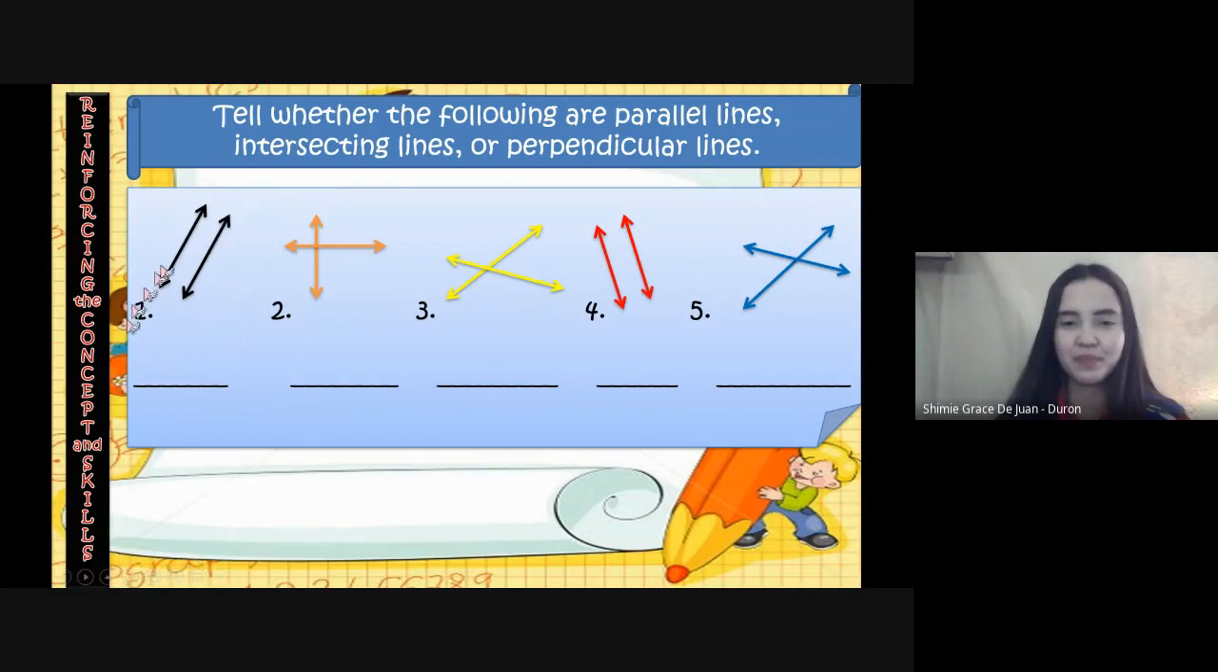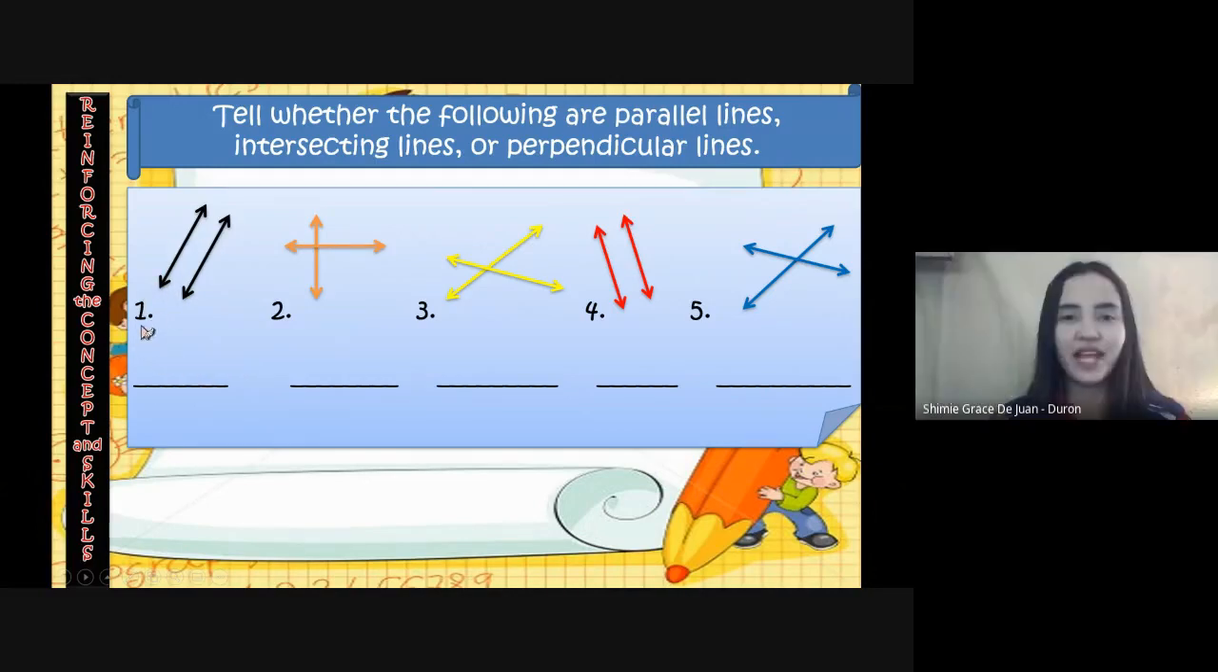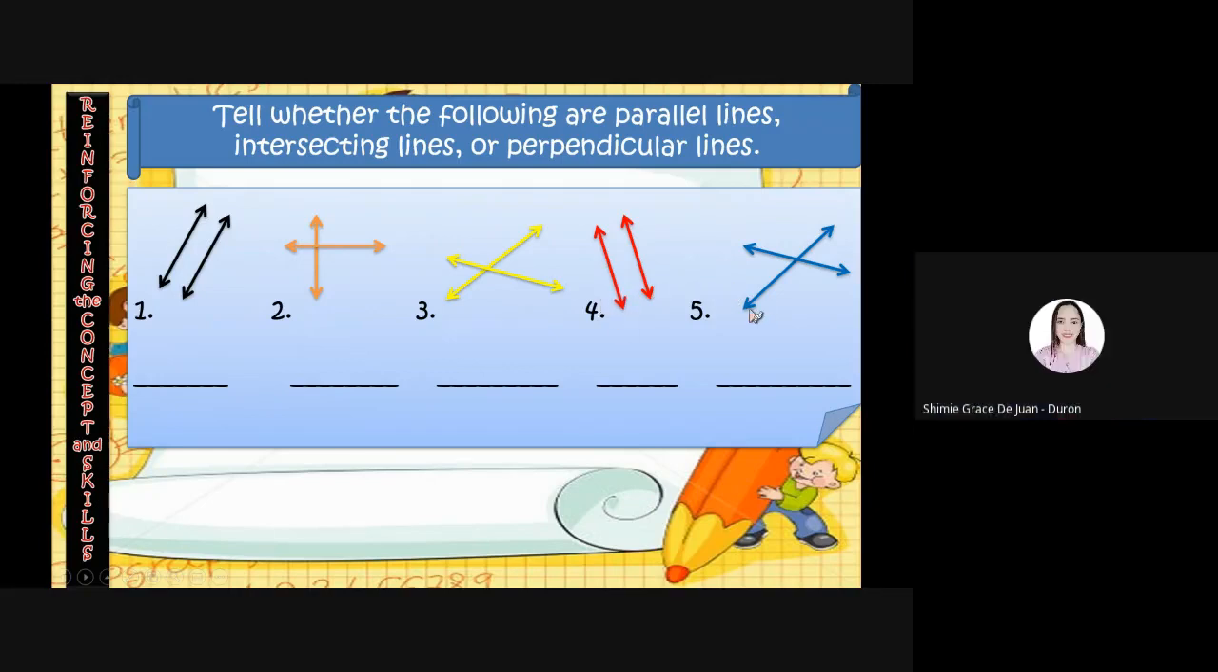Okay, class. Answer this in your paper or in your notebook. For number one, what kind of line is this? Answer parallel lines, intersecting, or perpendicular lines below. Number one, what is that? For number two, again, what is that? Number three, that is our third figure, number 4 and number 5. So keep your answers to yourselves because we will check it after our class.